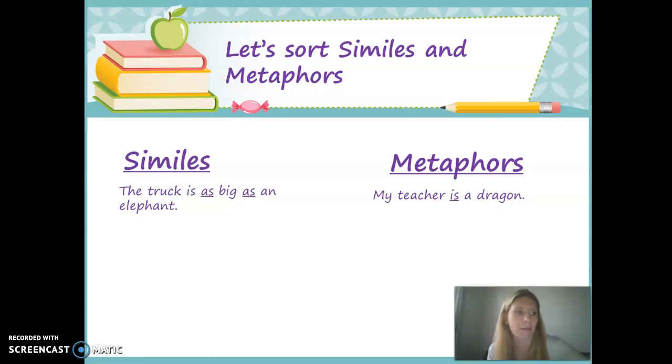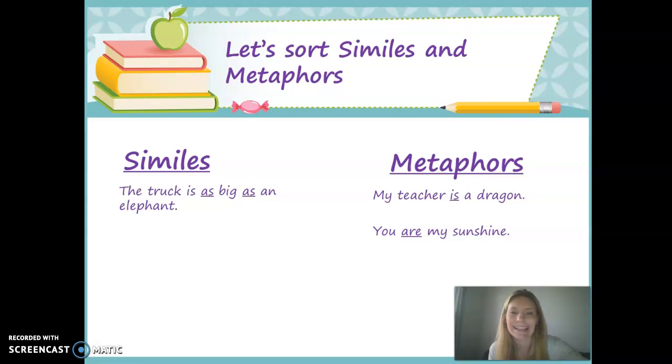Number 3. You are my sunshine. Listen again. You are my sunshine. Will that go under simile or metaphor? Great! You are my sunshine is a metaphor. Notice are has been underlined.